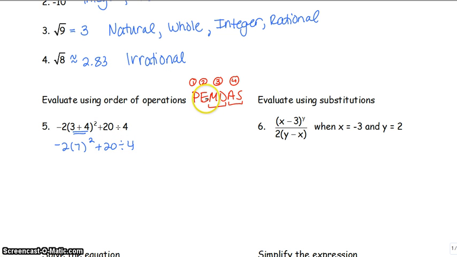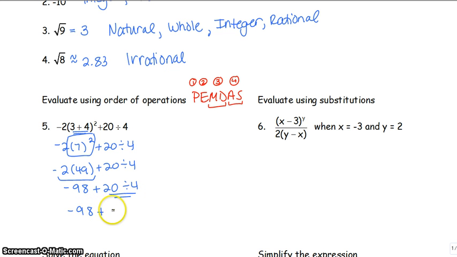After that, we have exponents. So we're going to evaluate 7 squared, because only the 7 is being squared, not the negative 2. So that's negative 2 times 49 plus 20 divided by 4. Then we have multiplication and division. Now we have multiplication here and division there. We go left to right, so we've got a negative 2 times 49, which is a negative 98. And then we evaluate our division. 20 divided by 4 is going to give us 5. And our answer is a negative 93.